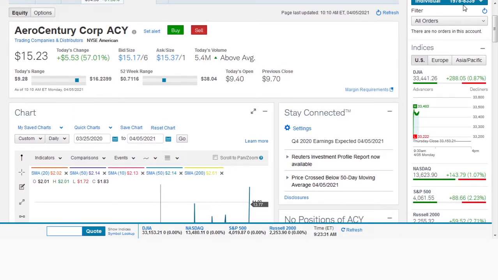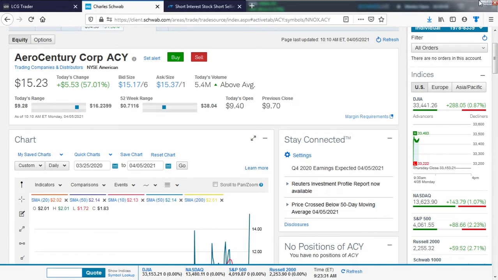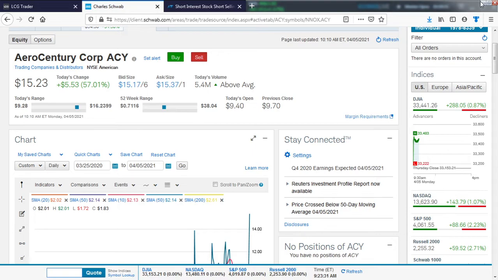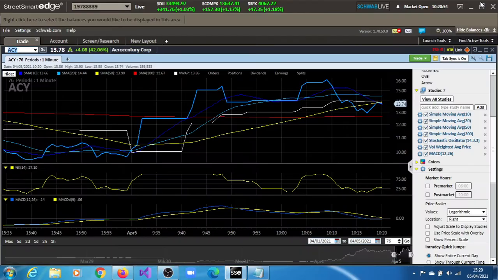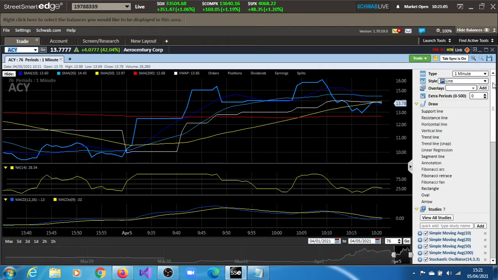ACY stock short squeeze. Is Aerocentury Corp stock a buy? Aerocentury is probably up more or less 57.01% in this pre-market, in this live session of the 5th of April 2021. We can see what's going on here. It's up 42% roughly. At some point it was up 63%. So this is what's going on right now, live on the 5th of April 2021.